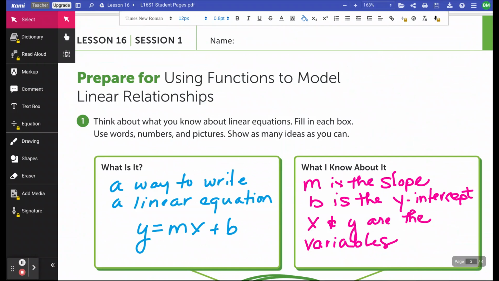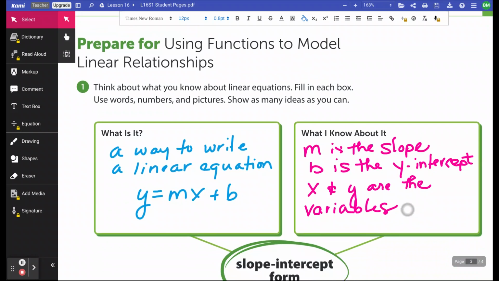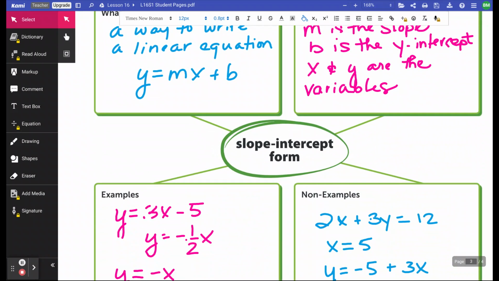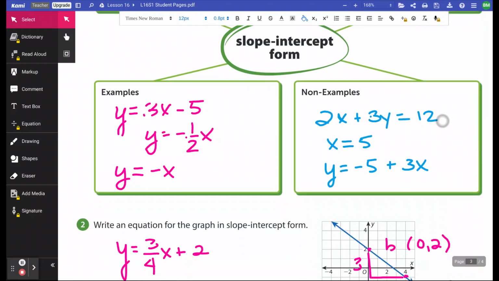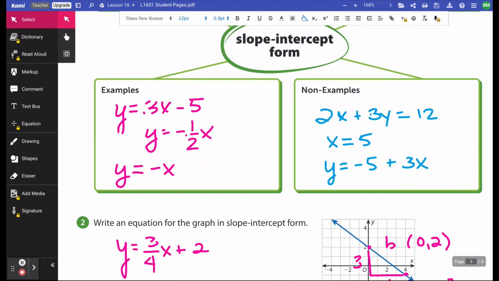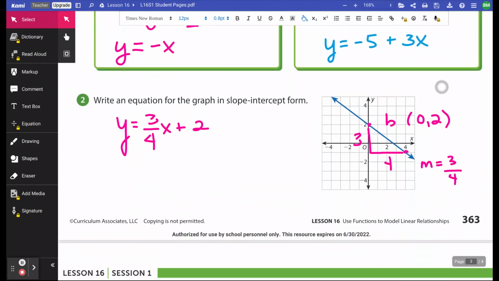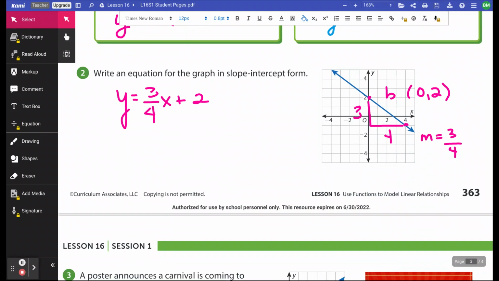All right, time to check your work. You can pause the video so that you can look at what I have a little bit longer. Remember, you can go to the interactive glossary at the back of your textbook to find the definition of slope-intercept form of a line. You should have your own examples and non-examples here. Remember to find your y-intercept and your slope from the graph, and then simply plug them into the y = mx + b form of a line.